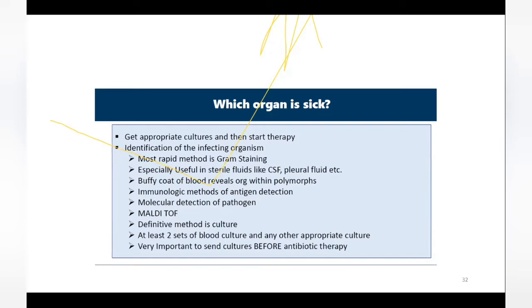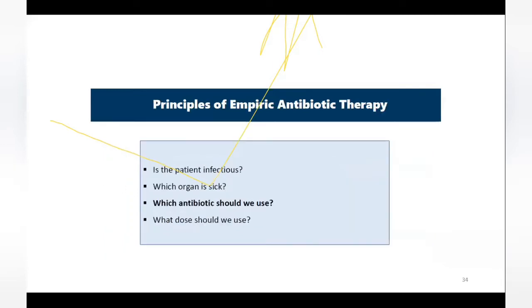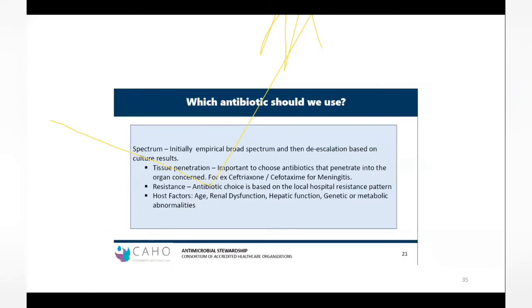The second advantage is that not only do we get the yield of the pathogens from the paired bottles, but it also helps us to rule out the colonization or the contamination. Then the next thing, we need to remember the pathogens causing infection in various sites. We need to be aware of the commensals or the colonizers of the different sites of the body. So the spectrum of the antimicrobial needs to be considered. That is broad spectrum or narrow spectrum, and accordingly, escalation or de-escalation should be done based on the culture results.